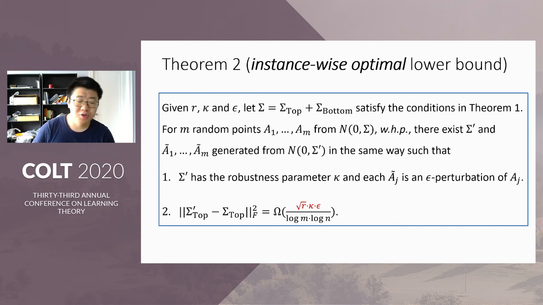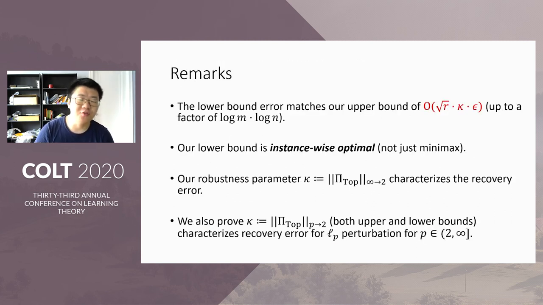At the same time, we will show that the Frobenius norm squared distance between sigma prime top and sigma top is at least root r times kappa times epsilon over log m times log m. So the main thing of this theorem is that the lower bound root r times kappa times epsilon matches the recovery error in the upper bound up to the extra factor of log m times log m. But I want to repeat that, as we mentioned earlier, our lower bound is instance-wise optimal, not just min-max. So if we put the upper bound and the lower bound together, this is saying our robustness parameter defined by the infinity to two operator norm characterizes the recovery error under the adversarial perturbation.